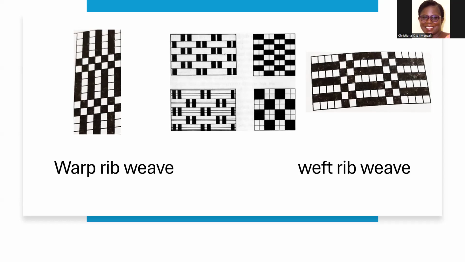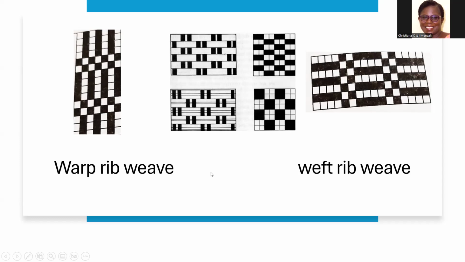I hope now you know it. That is the warp. So you have the warp rib weave. When you extend it on the warp side, it is called warp rib. And when you extend it on the weft side, it is called weft rib weave.